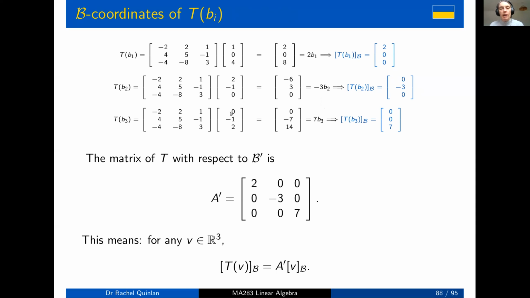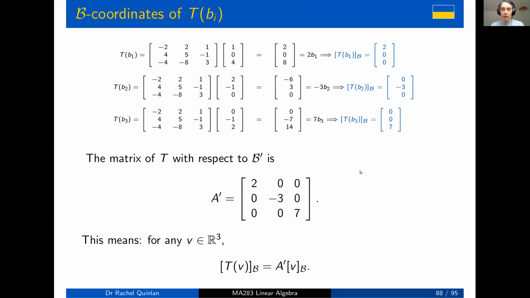Finally, B3 was 0, minus 1, 2. The image of B3 under T is the product AB3. That turns out to be 0, minus 7, 14. And sure enough, that also is a scalar multiple of the vector B3 itself. It's just 7 times B3. So its coordinates with respect to the basis B are 0 B1, 0 B2, 7 B3. And the third column of the matrix of T with respect to B is 0, 0, 7.